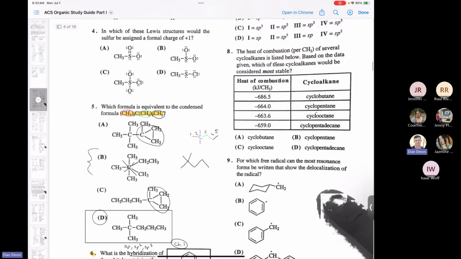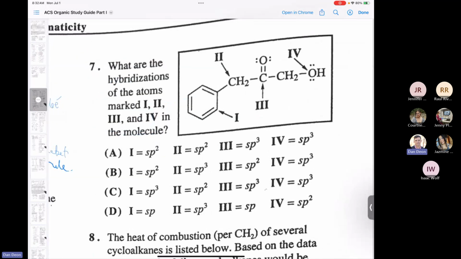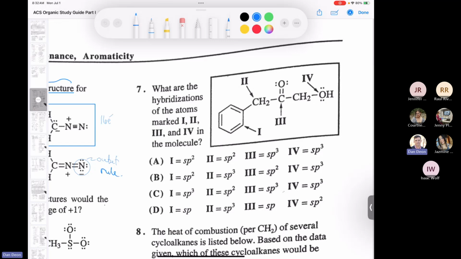Okay, so let's see here. Let's try question number 7. This is the kind of question that I would expect when I run the numbers, 95% of my students are going to nail this. So question number 7, it just says, what are the hybridizations of the atoms marked 1, 2, 3, and 4? I'll give you a second to look at it.